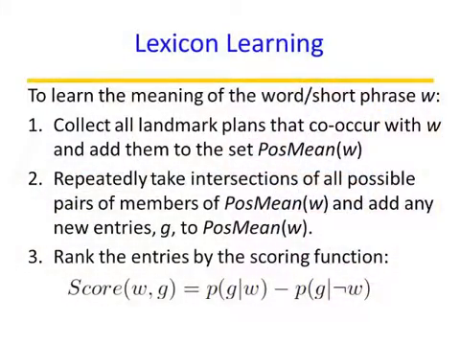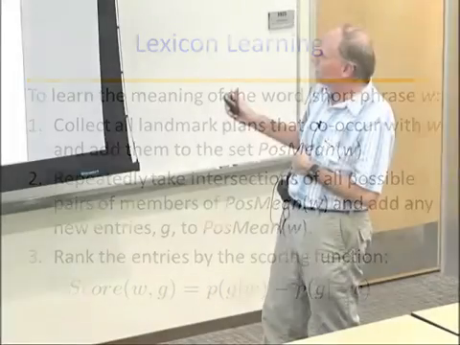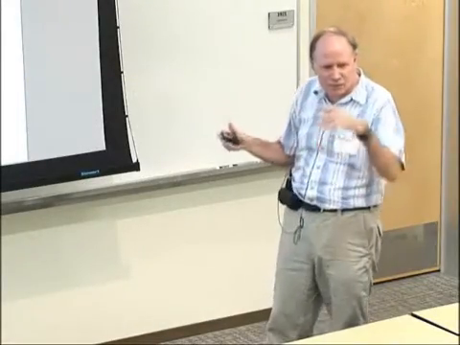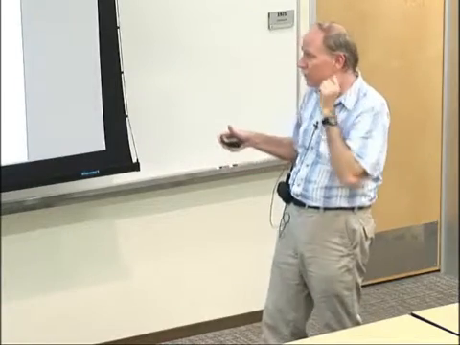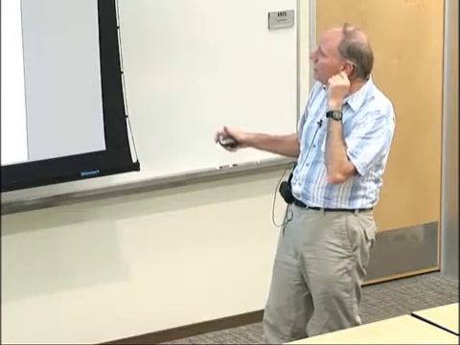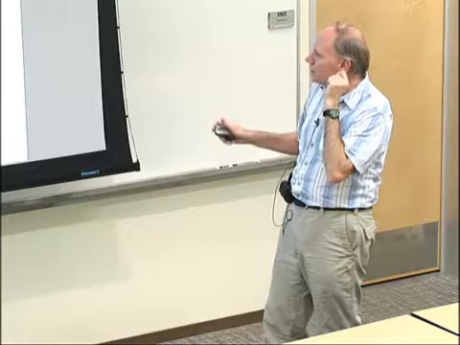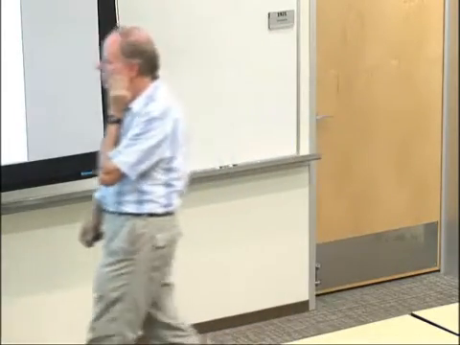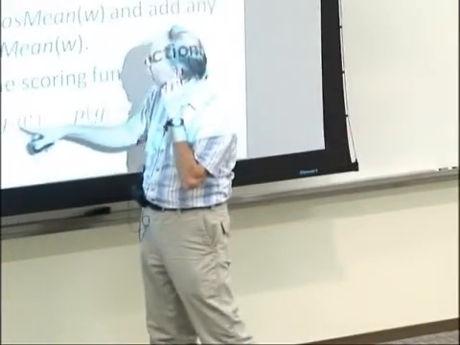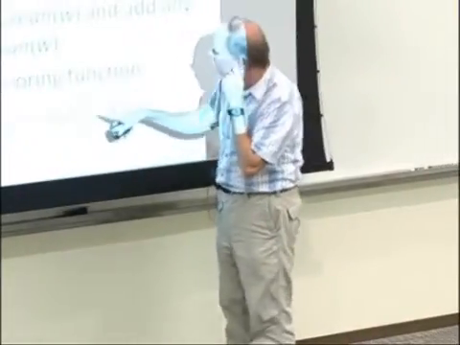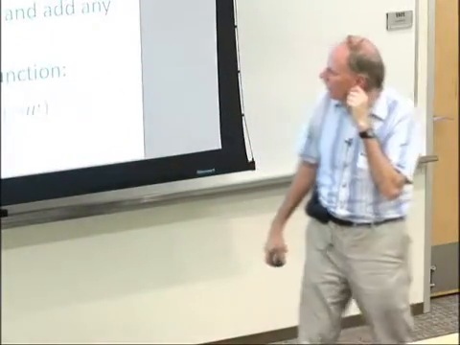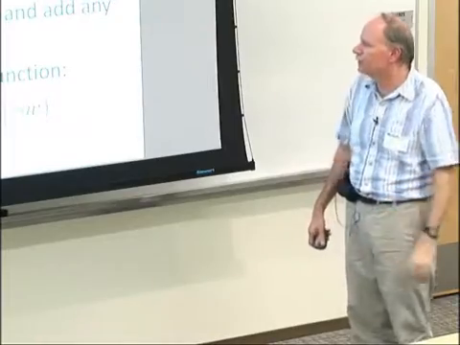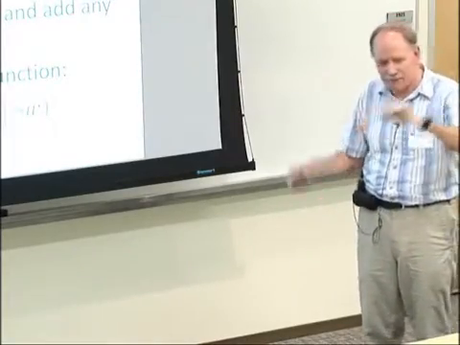So what it does is the lexicon learning looks a little bit like this. It collects all the landmark plans that co-occurred with a particular word and says, well, maybe those little pieces of graphs are things that word refers to. And it keeps doing that, adding new entries. And then it ranks the final set of candidates by this simple score, which says you want to find a piece of graph that's very likely given the word, but not so likely when the word's not there. And so then it learns this sort of ranked lexicon, pieces of graph as the, quote, meaning of each of the words.